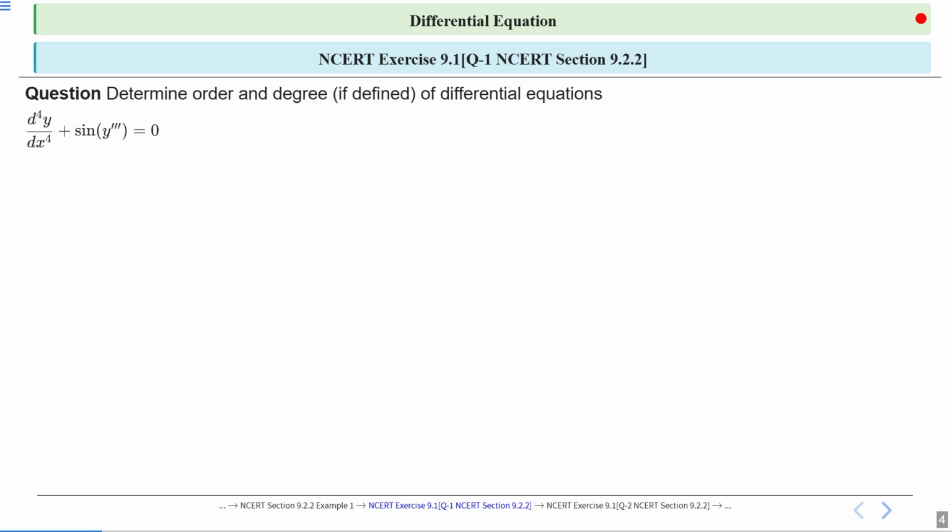Okay, so now we have to find order and degree, and we know order and degree is always a positive integer. Order is always defined for a differential equation. Degree can be defined or not defined. So just try this question.